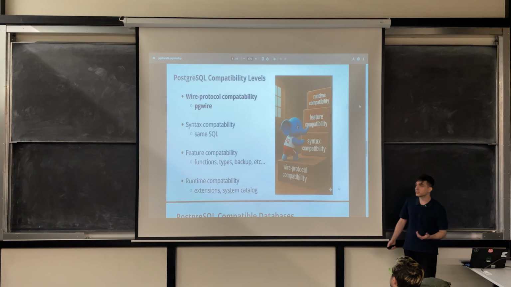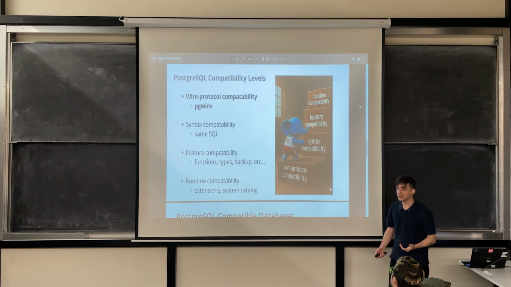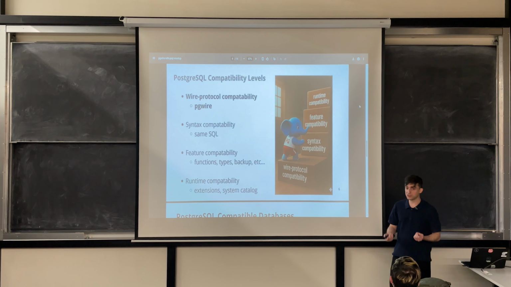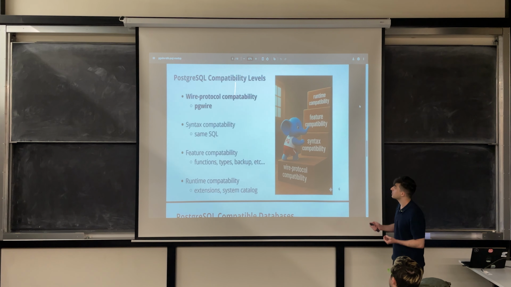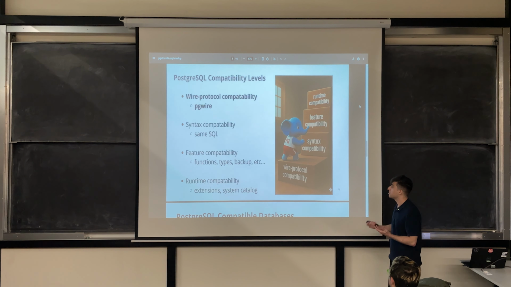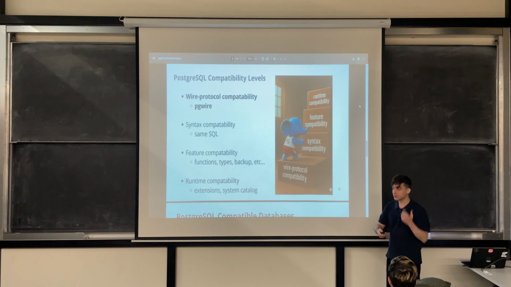So now let's understand what it means when a database claims that it's Postgres compatible. We should first define what compatibility is, what it means to be Postgres compatible. So there are Postgres compatibility levels. There are basically 4 levels, which define the compatibility with Postgres.